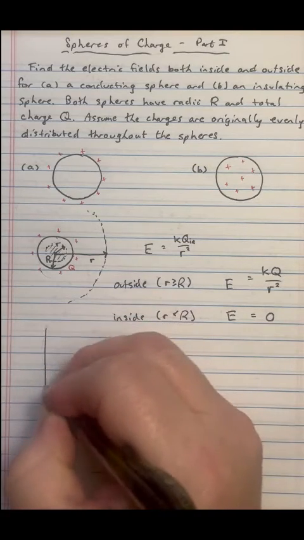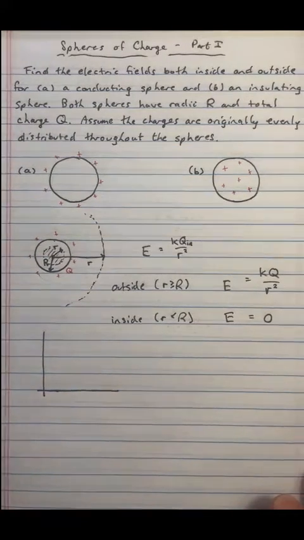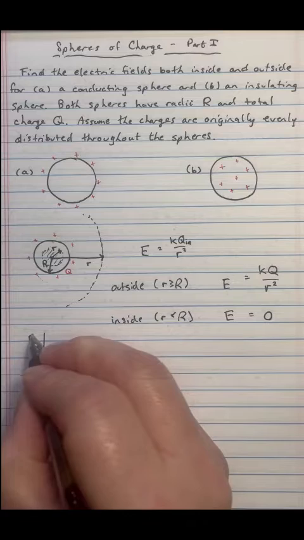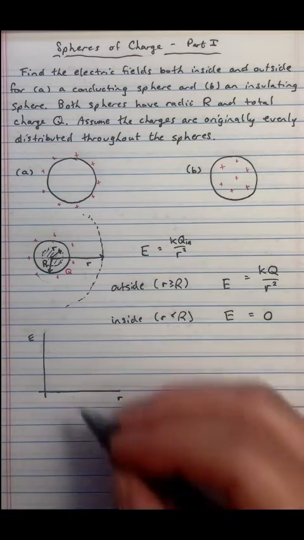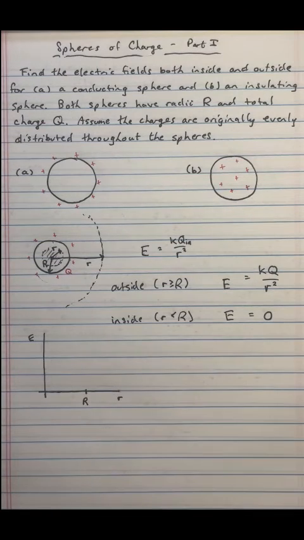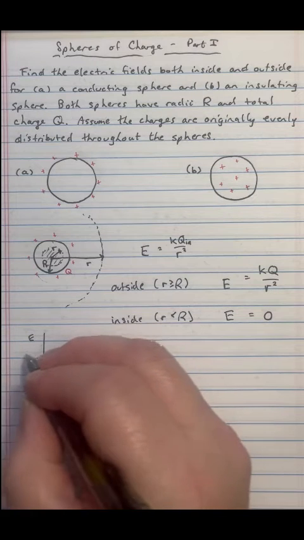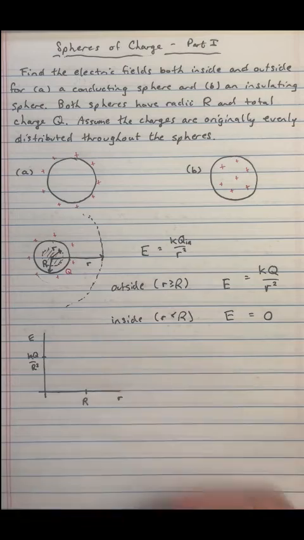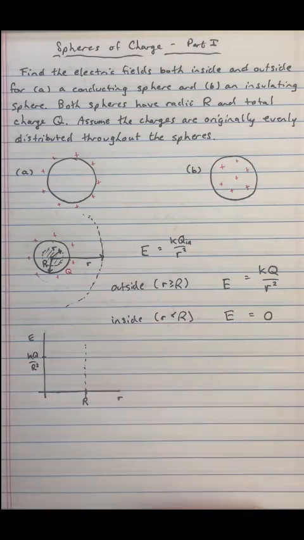Now, if I plot this, let's suppose that this is the electric field and this is the distance from the center. Let's go ahead and mark the radius right there, for example. And let's mark this as KQ over capital R squared, like that. We'll notice something kind of interesting happens here.